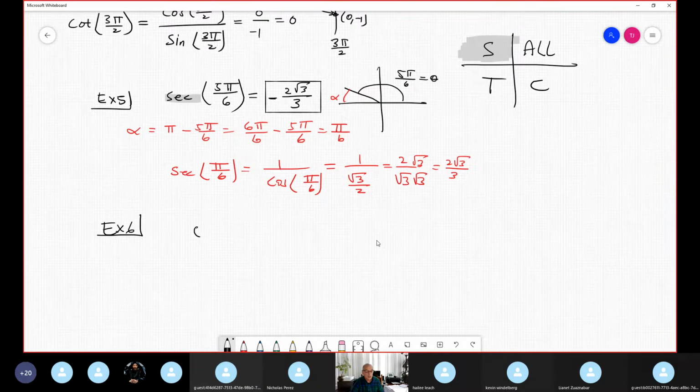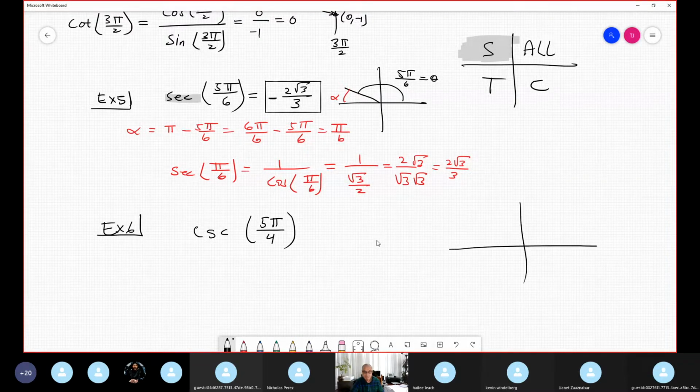Now, cosecant 5 pi over 4. I have no idea where this angle is located. In what quadrant does it lie? Third. Third quadrant. This is theta. And this is our alpha.